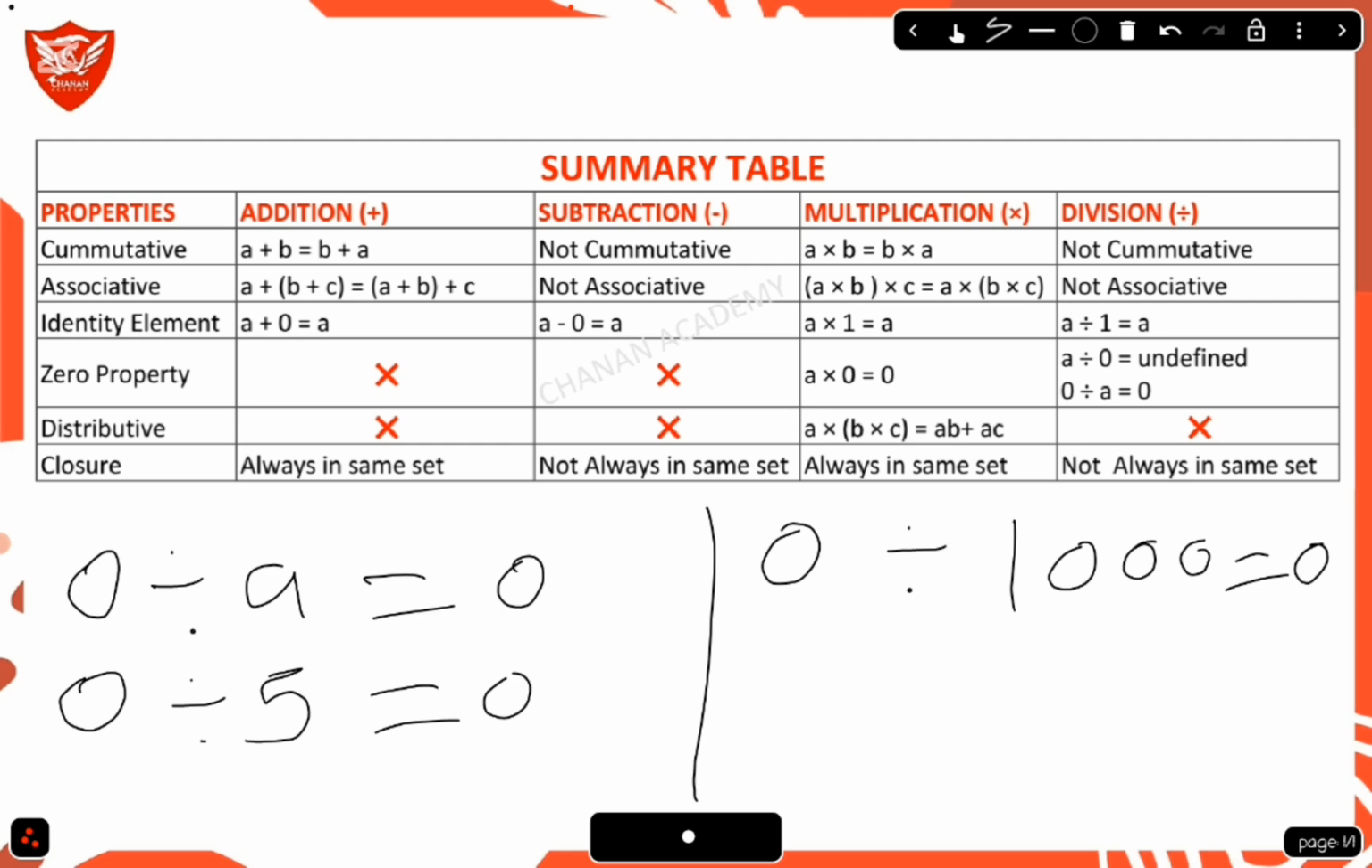We'll talk about sets and we'll also talk about closure in that video. So addition is always in the same set. We explained it properly in our previous video, so you can check that video. Subtraction, not always in the same set. Multiplication, always in the same set. And then division, not always in the same set. Like I said, I'll explain this one in our next video.